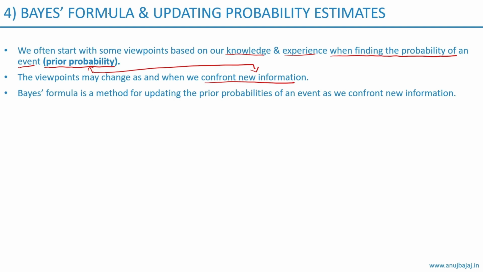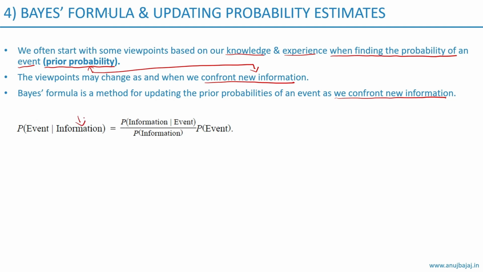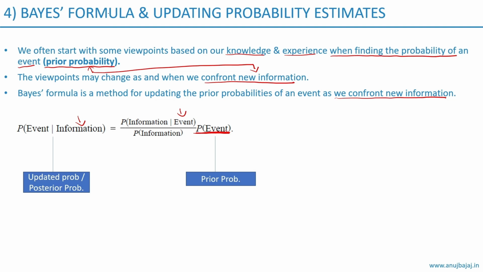Bayes formula is a method for updating this prior probability of an event as we confront any new information. And this is the Bayes formula, where the probability of an event given the new information equals the probability of the information given the event, divided by the probability of the information, multiplied by the probability of the event. This probability is the prior probability, that is the probability prior to any information. And we are finding out the updated probability or the posterior probability. Let us look at an example.